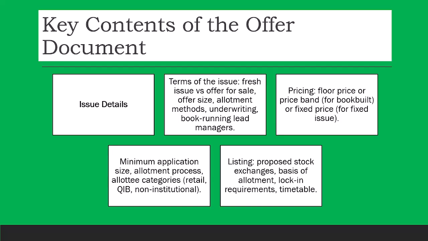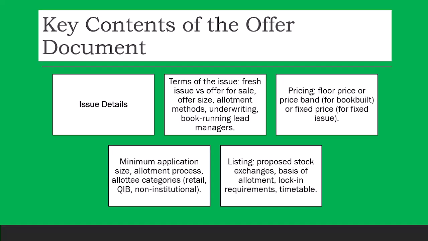Issue details, terms of the issue: issue versus offer for sale, offer size, allotment methods, underwriting, book running lead managers, pricing, floor price or price band for book build, or the fixed price for fixed issue, minimum application size, allotment process, allottee categories, retail, QIB, non-institutional, listing, proposed stock exchanges, basis of allotment, lock-in requirements, timetable. So they have to give complete details about the issue, whether it is how much is for the fresh issue and how much is offered for sale.